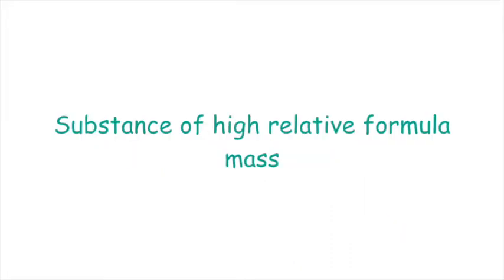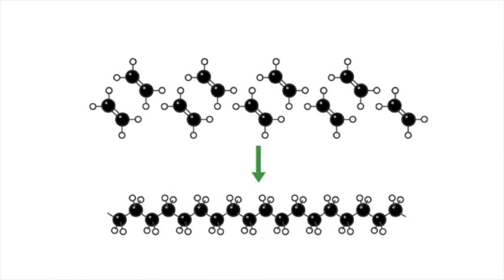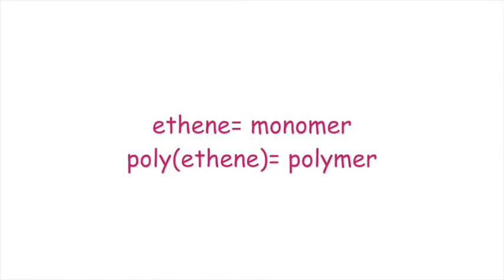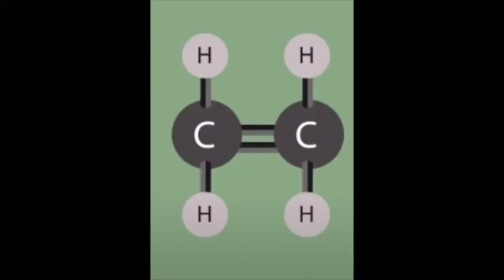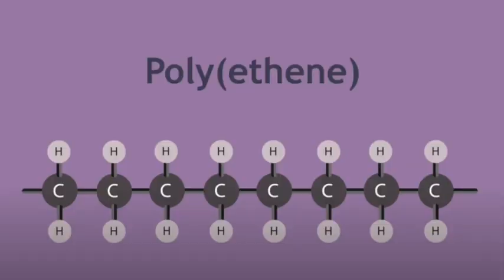Another method is polymerization. A polymer is a substance of high relative formula mass made up of small repeating units. Polyethylene is a polymer made from many ethene molecules combined together. The reaction is called a polymerization reaction. Ethene is a monomer. Polyethylene is the polymer. The carbon-carbon double bond in ethene is involved in the polymerization reaction. It allows ethene molecules to join together to form single bonds, so it is an example of an addition reaction. Polyethylene is an addition polymer.